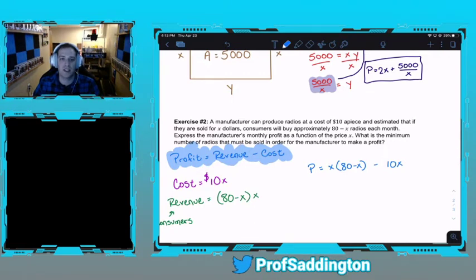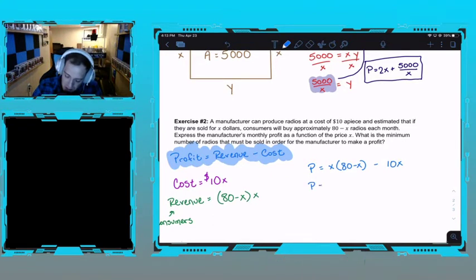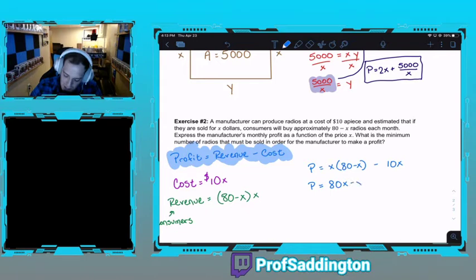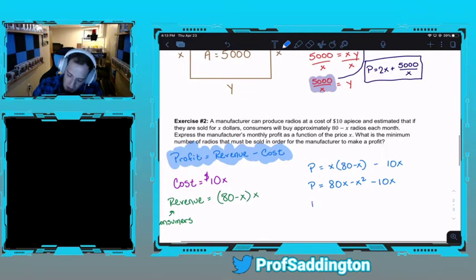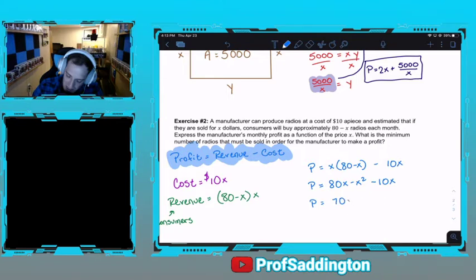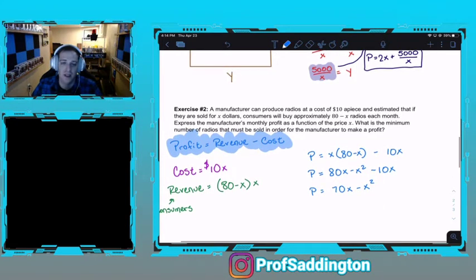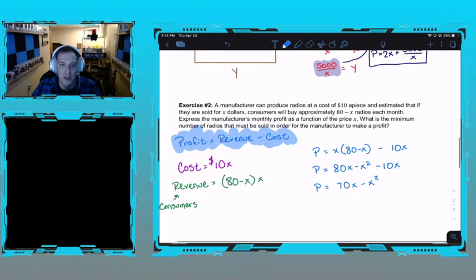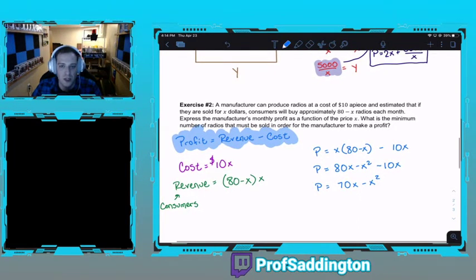We can't actually solve for the price. And we might be able to factor it and solve for the price, but let's see. So we'll have P equals 80x minus x squared minus 10x. If we combine like terms, 80x minus 10x will be 70x minus x squared. And it does look like we can factor this, and we can get two solutions to figure out the minimum number of radios that needs to be sold for a profit.